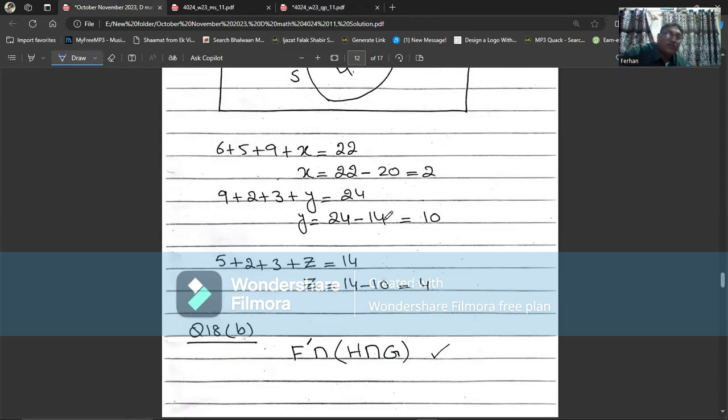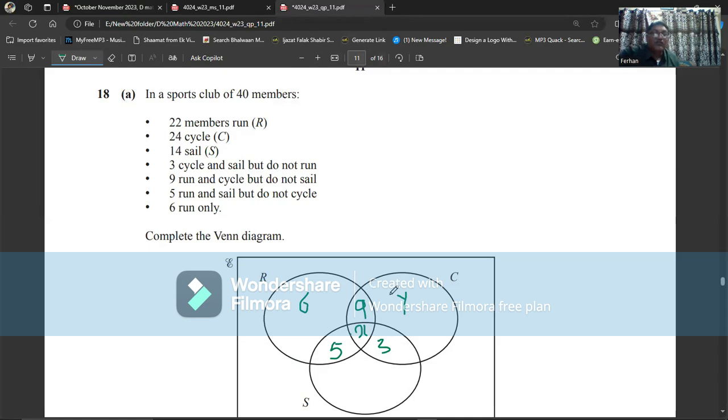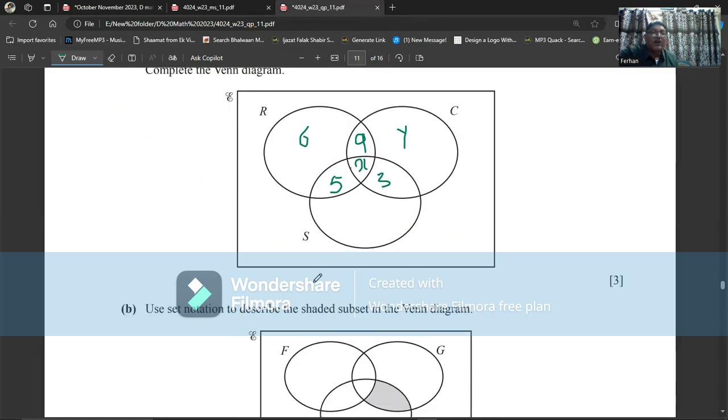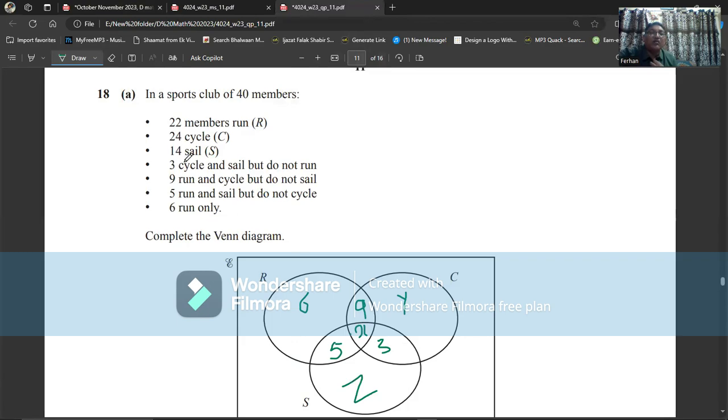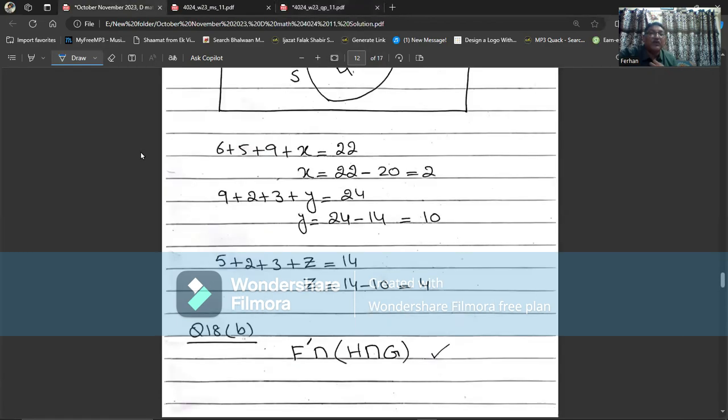So y will be equal to 24 minus 14, and that will be 10. So this value will be 10. Okay. Now, if you want to find this, it will be 5 plus the x value is 2 plus 3 plus, let me say this is z, and that will be equal to how much? 14.